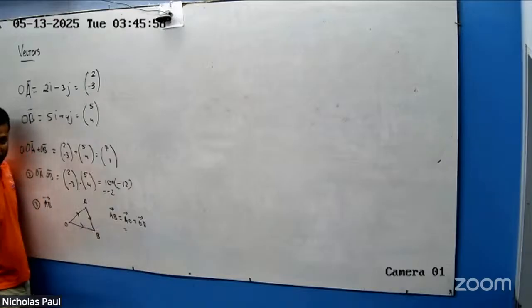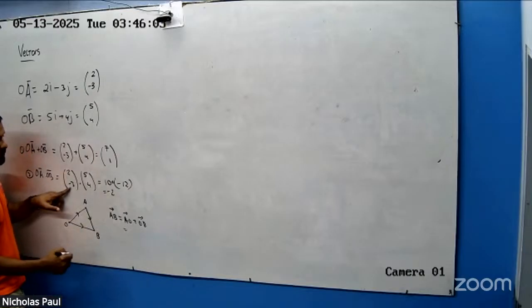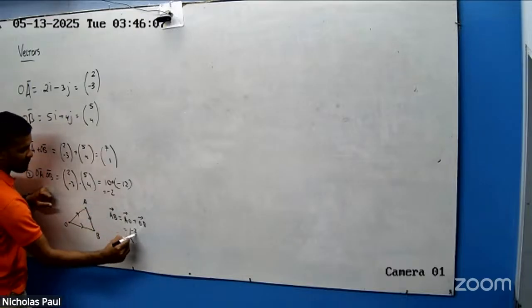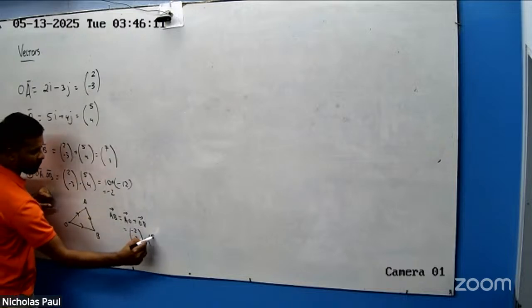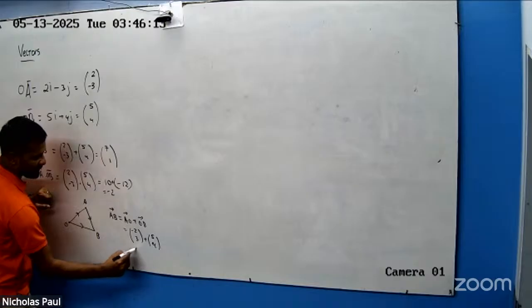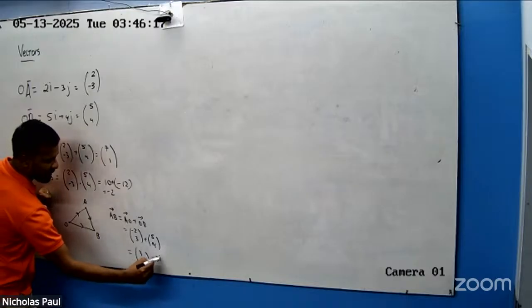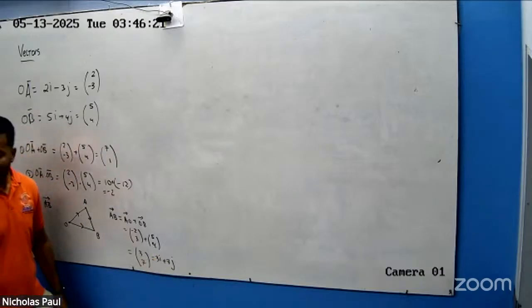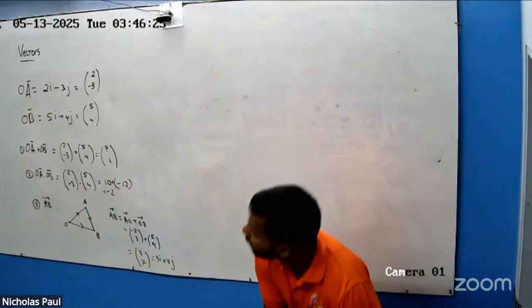What's A to O? Minus, so you change the signs here. So it becomes minus 2, 3, and OB is 5, 4. So when you add it, you're going to get 3, 7, or you can write it back like this, 3i plus 7j. All right, so that is a review of where we reached last time. Online, are you okay with that?